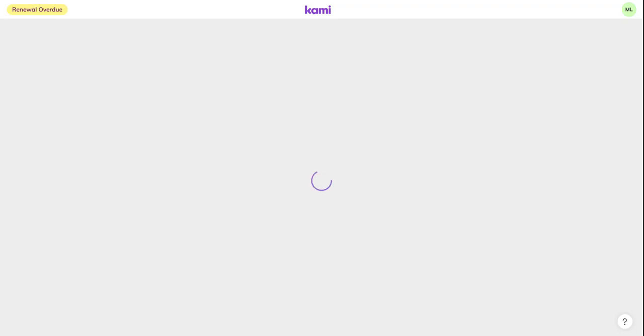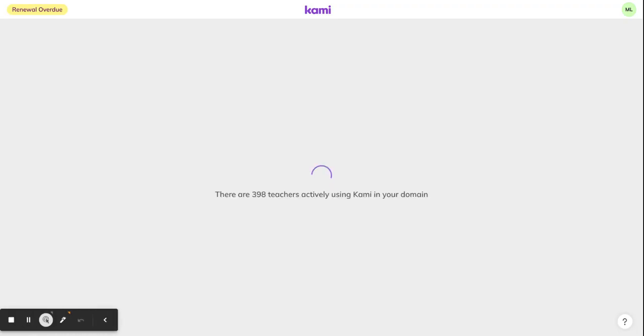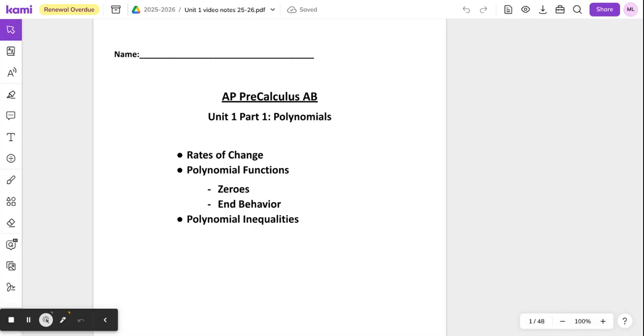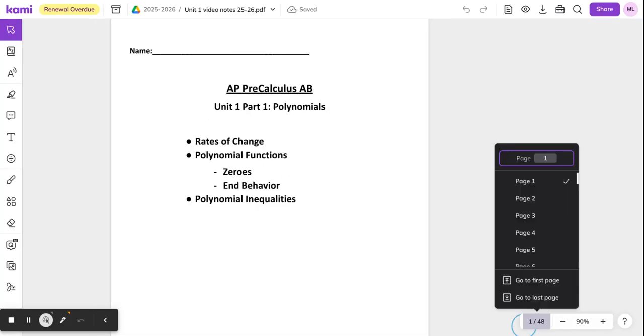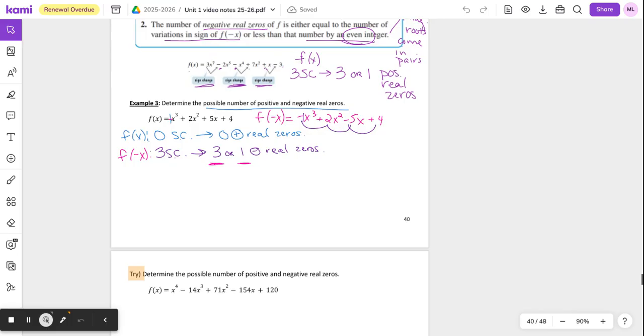Oh, this didn't load, so give me a second. I got to load that back up. Of course, it's going to go to the beginning. I'm deep in this packet.